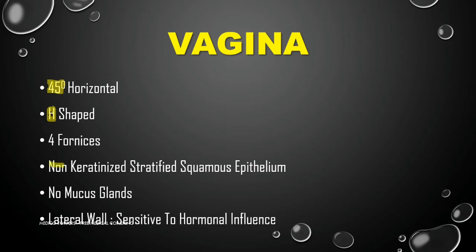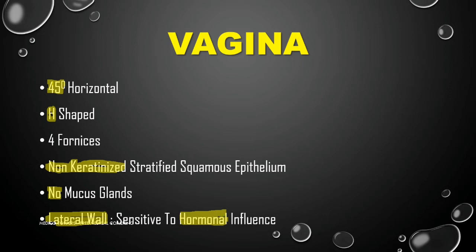And the vaginal epithelium is non-keratinized stratified squamous epithelium, and vagina has no mucus secreting glands. So vaginal secretion is derived from endocervical glands, endometrial glands and Bartholin's gland. And the lateral wall of the upper third of vagina is very sensitive to hormonal influence. So for hormonal cytology, the vaginal smear should be taken from the lateral wall of the upper third of vagina.